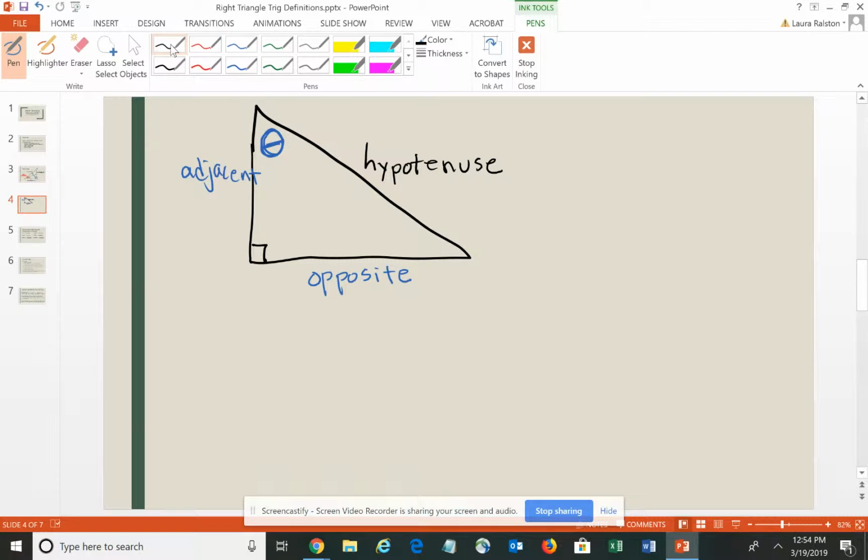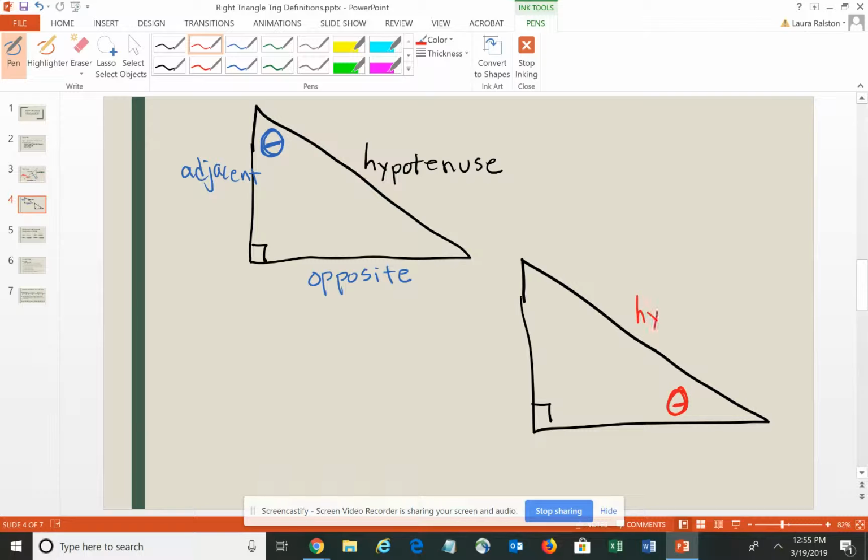Let's see, if I draw that same triangle oriented in the same way, but instead my focal angle is the other one, so now I have this focus angle. You still have your hypotenuse, which is opposite the right angle, but now the side opposite and adjacent change. So you have to pay attention to the orientation, and I would encourage you to actually do the labeling on the triangle.